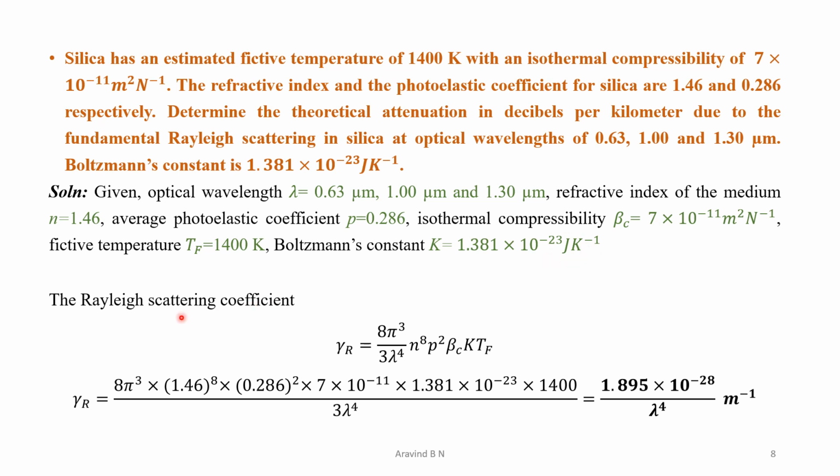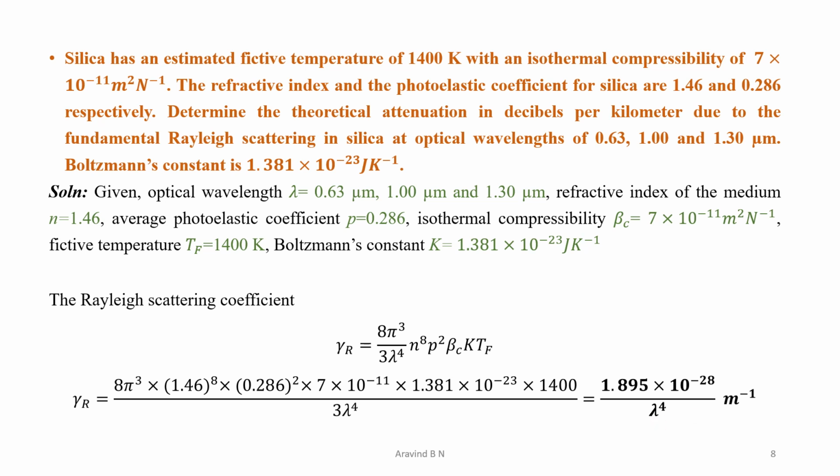Now let us first calculate a generalized solution for the Rayleigh scattering coefficient, which is given by this formula. All parameters are known, except we are not considering lambda here, because there are three different values of lambda and for each of them we need to calculate. Therefore we retain the lambda as it is and we substitute for all other values. By doing that, we are going to get the answer as 1.895 into 10 to the power of minus 28 divided by lambda square per meter.